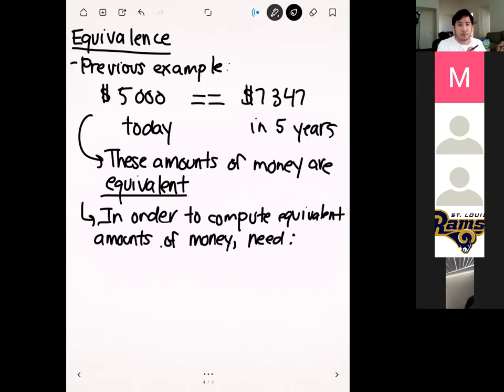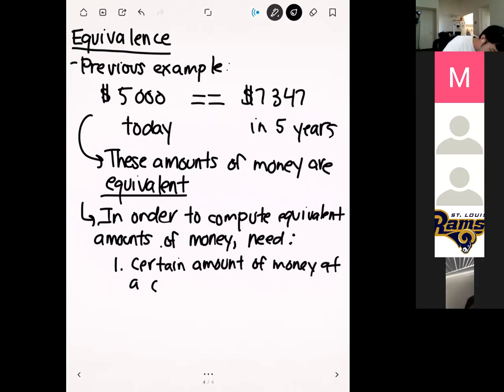Right. And so let's go back to the amount of information that was given to us in that previous example, right? So the first thing that was given to us was a certain amount of money at a certain time. And so the last part of this is key.